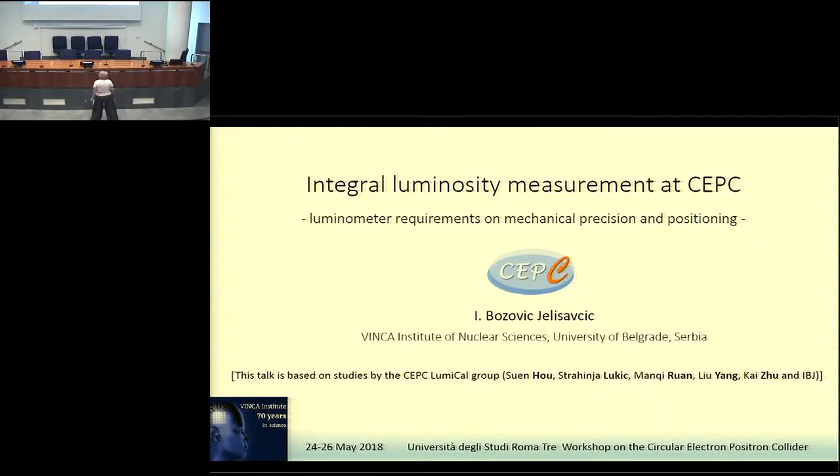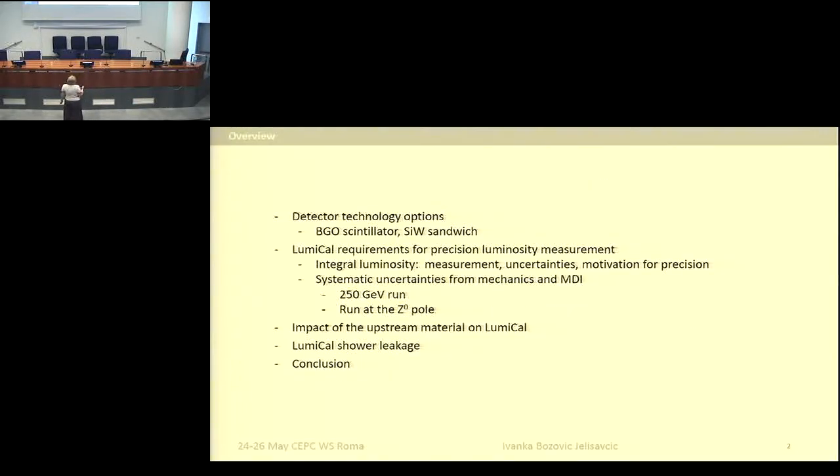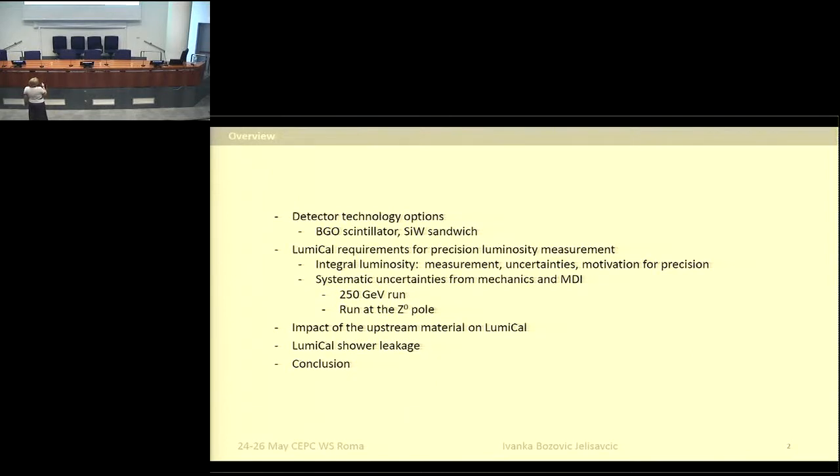Positioning side and also MDI requirements. I will just give you the flavor of my talk. I will introduce some detector technologies that are currently considered, and then go into details into the list of systematic uncertainties at the Higgs production threshold and the Z-pole run, assuming 10 to the minus 3 luminosity precision and 10 to the minus 4 luminosity precision at these two center of mass energies, respectively. And I will just briefly show you some results on the impact of the upstream material on LumiCal and LumiCal shower leakage into the tracking region.